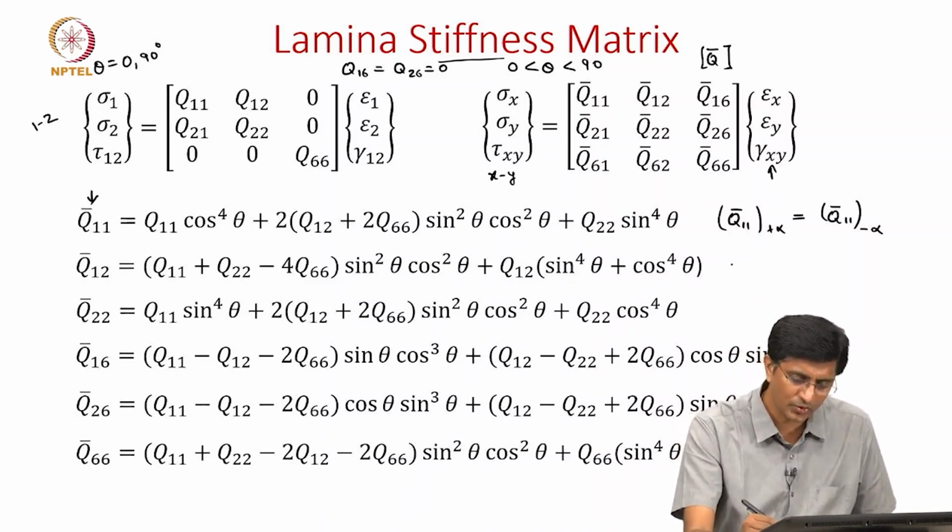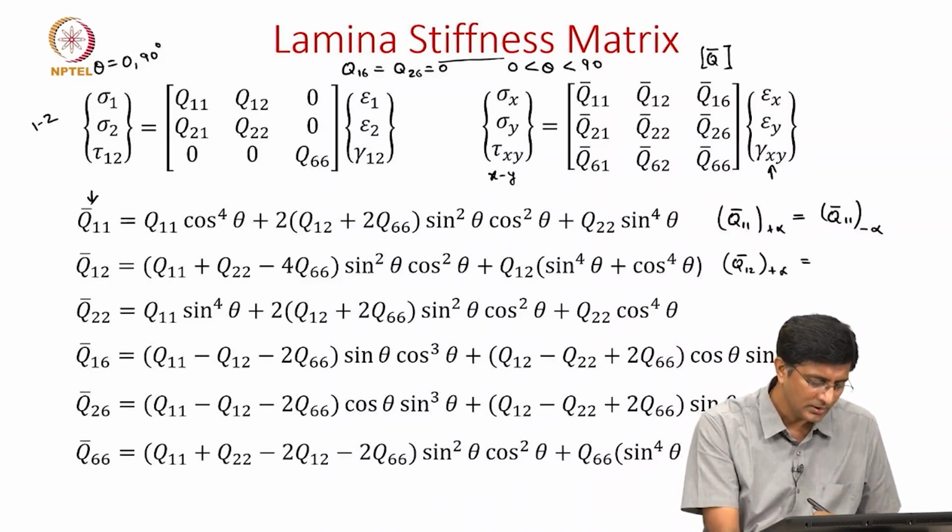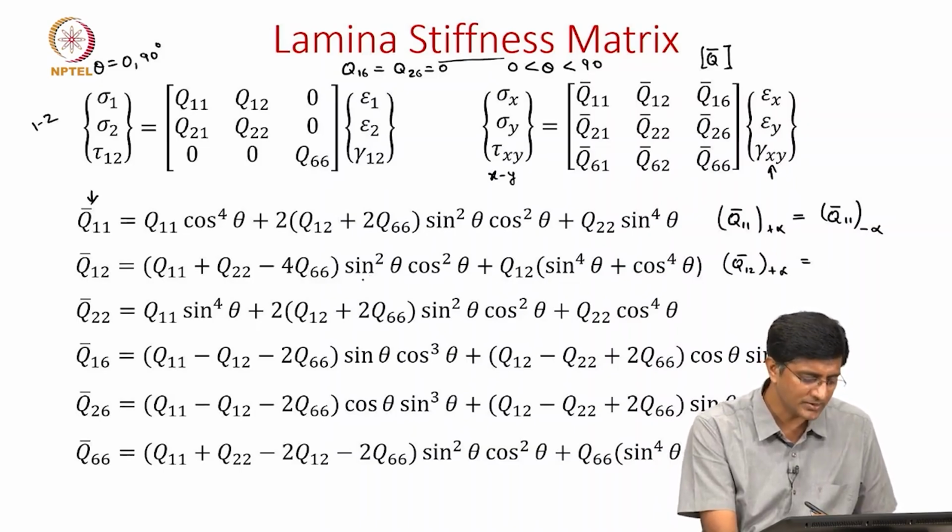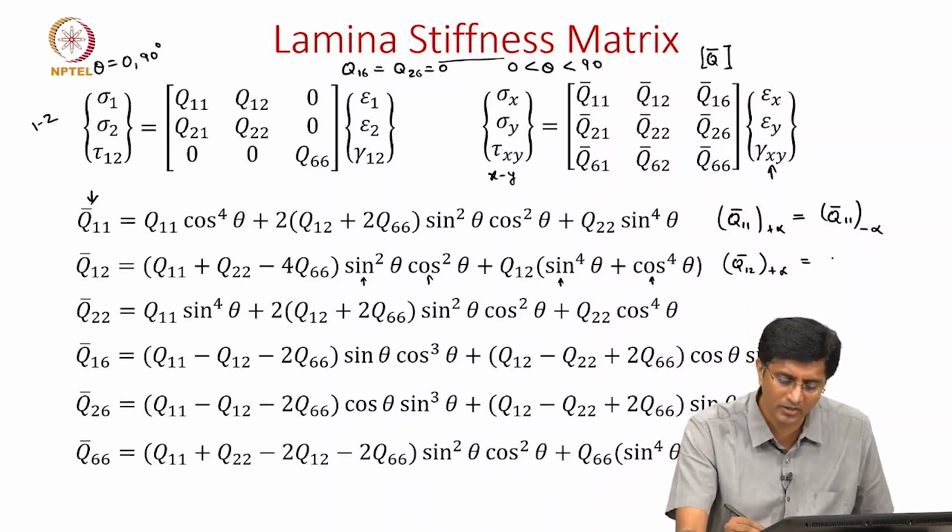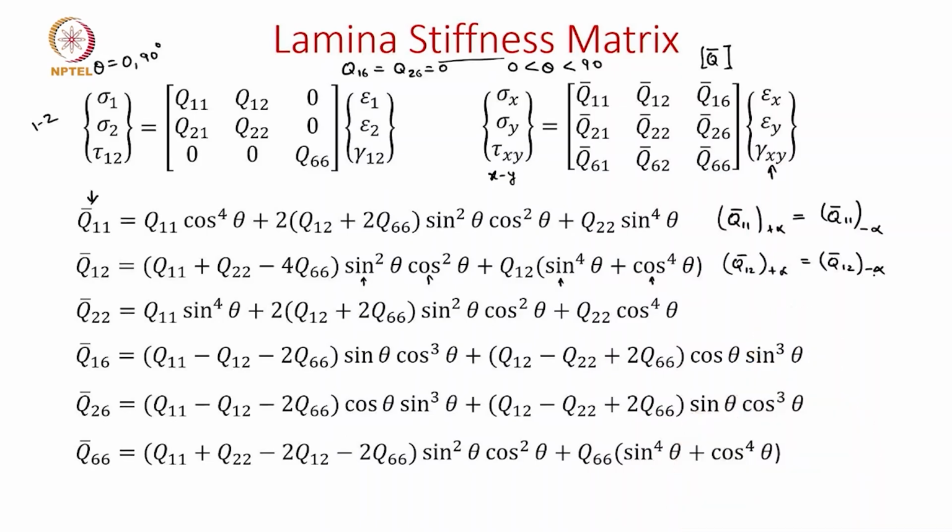Now let's move to Q12. So here too, if you notice, we have even powers for sine and cos: cos square, sine power 4, cos power 4, which again means we'll end up with the same value of Q12 bar even if the ply orientation is minus alpha. Same thing can be said about Q22.